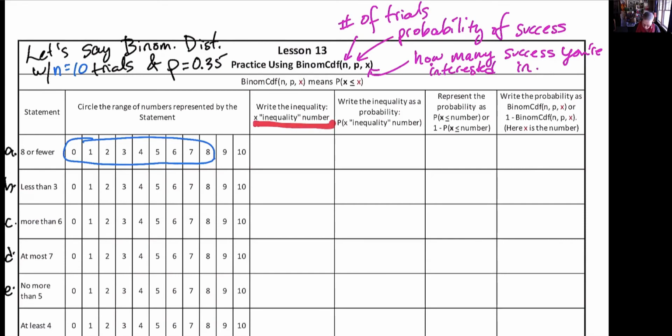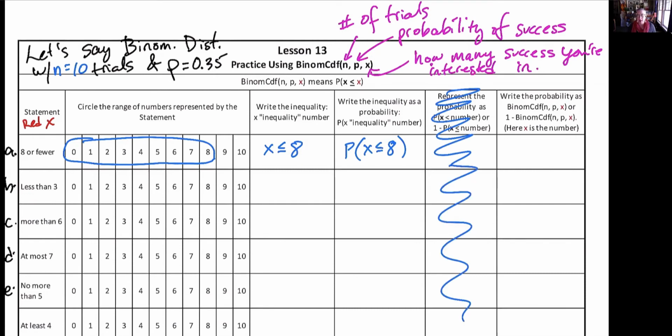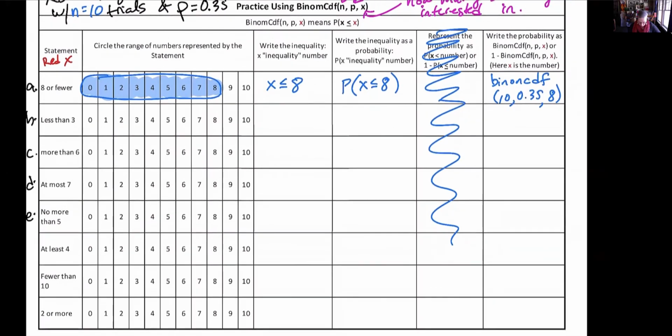So then the inequality would be what? What I'm looking for is a statement where the X represents this number here. This is 8 or fewer, so this would be X less than or equal to 8. So I would be finding the probability of X less than or equal to 8. Let's ignore this third column. So the probability as binom CDF would be binom CDF 20, 0.35, 8. What I'd like you to do is work on the rest of these.